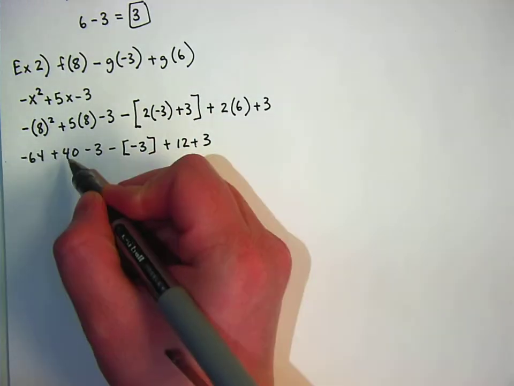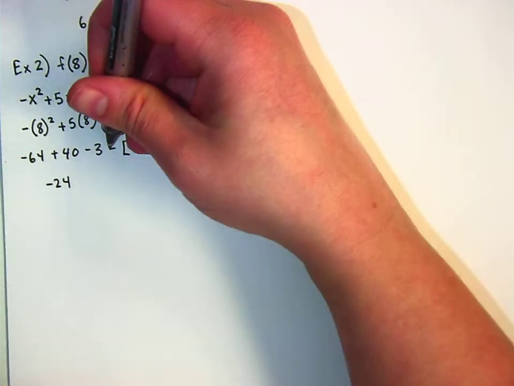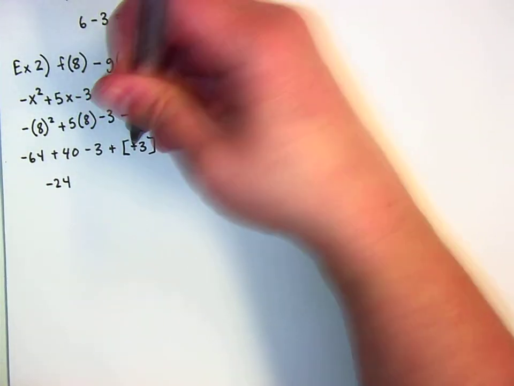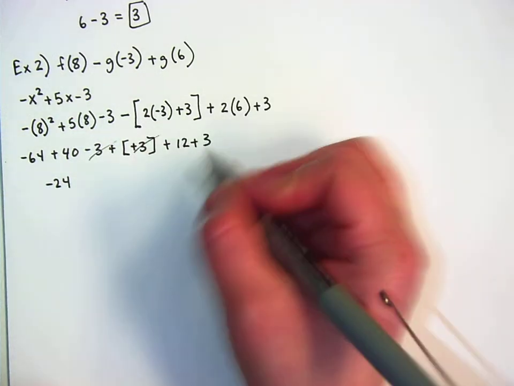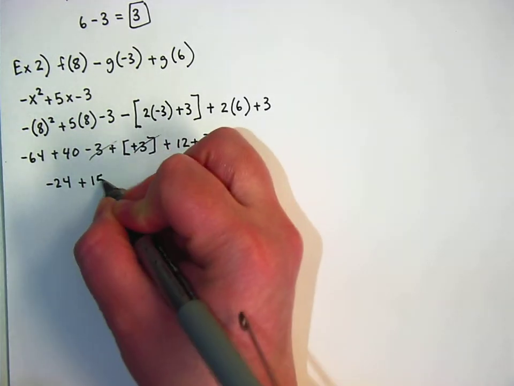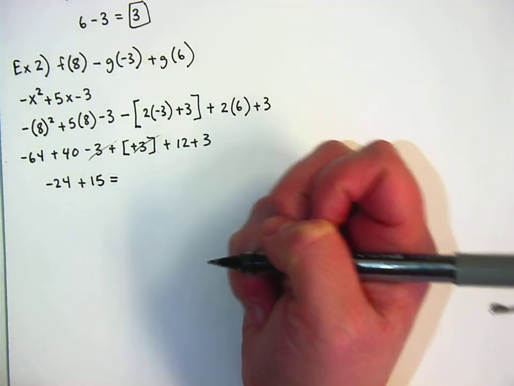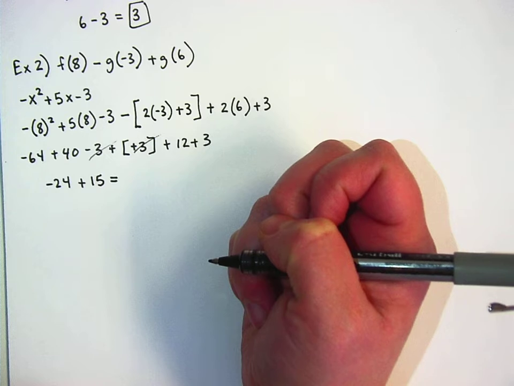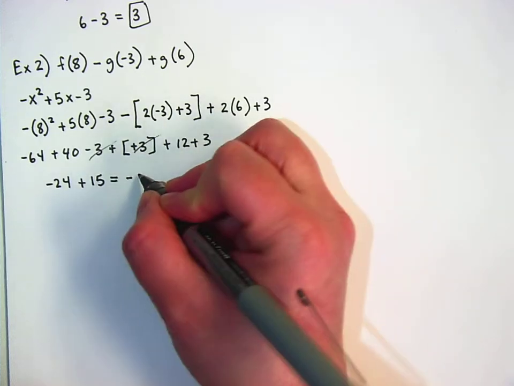All right, negative 64 plus 40 is negative 24. If you have two minuses in a row, that's plus plus. Negative 3 plus 3 is nothing, so those kind of cancel each other out. 12 plus 3 is 15. Is this right? Yes. Negative 24 plus 15 is negative 9.